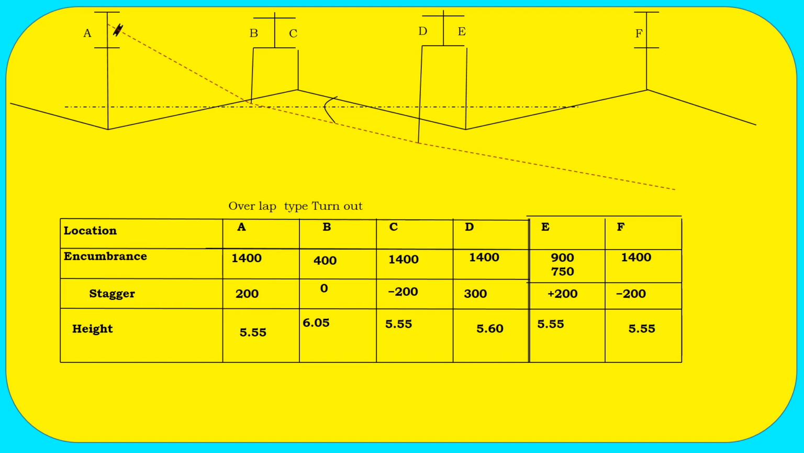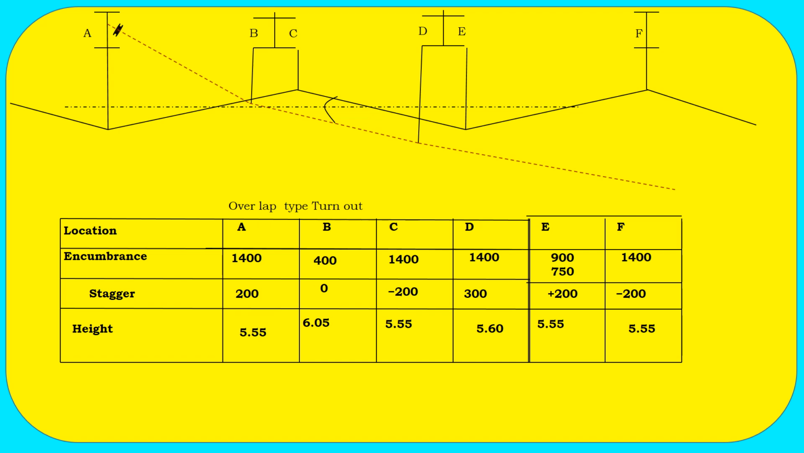So these things have to be maintained very accurately. And another thing is, for better adjustment of the turnout OHE or crossover OHE, you need to provide an obligatory mast. What is this? Obligatory means which must.